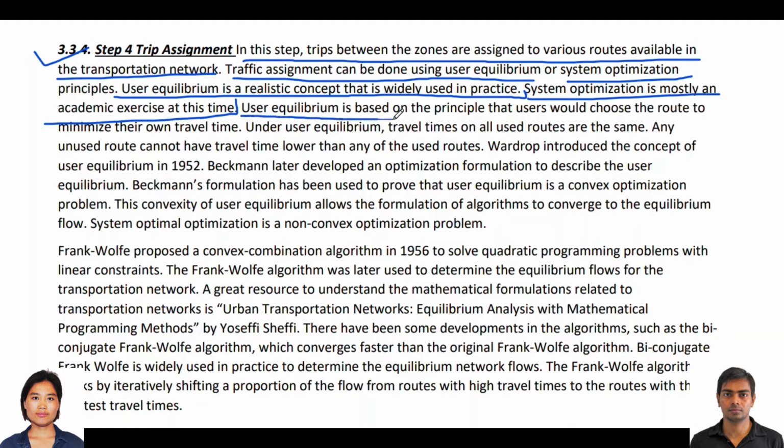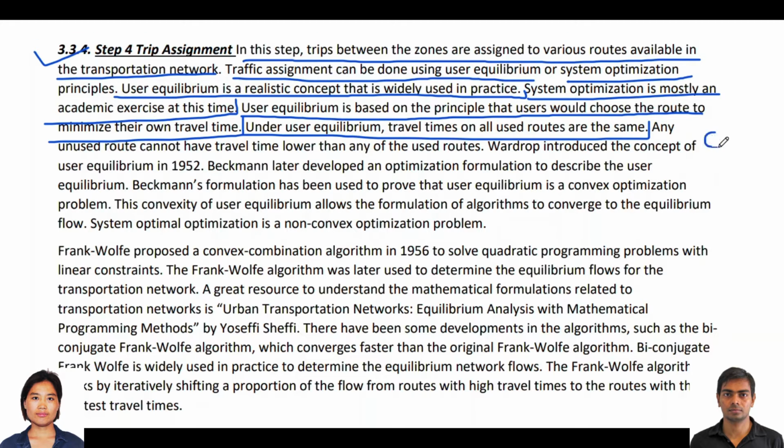So user equilibrium is based on the principle that users would choose the route to minimize their own travel time. What user equilibrium says is that between two origin destination pairs, users will always choose the route that is shorter to them. Under user equilibrium, the travel time on all used routes is the same. So that's the first implication of user equilibrium. The travel time on all used routes is the same. And if a route is unused, then the travel time on that unused route will be higher or equal to the one on the used route.